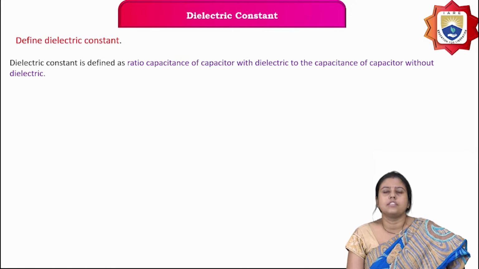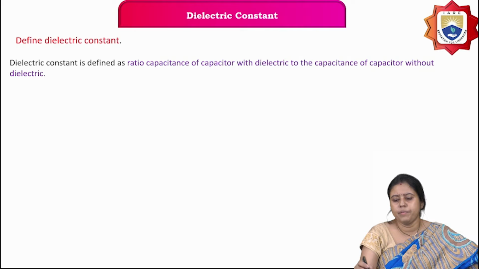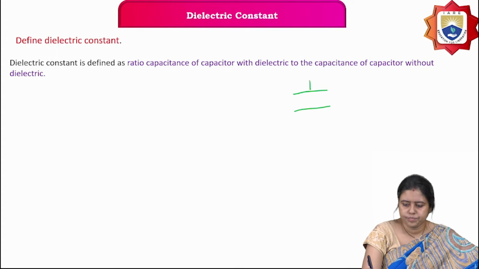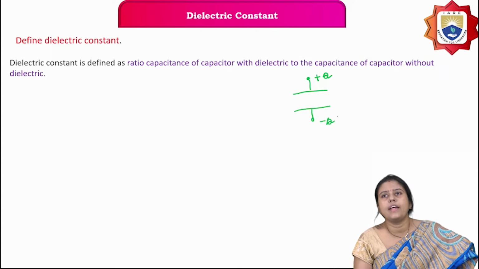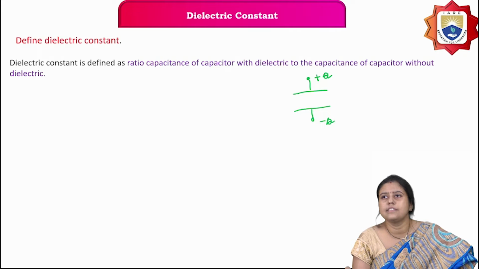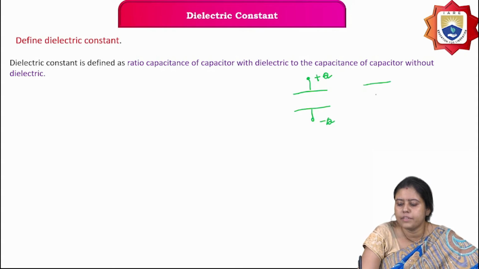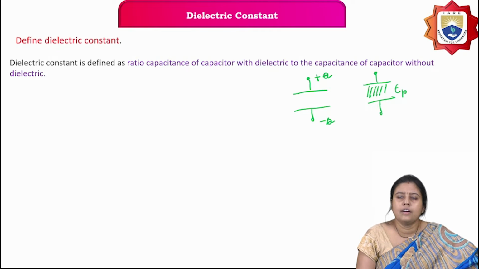Next is the dielectric constant. What is the dielectric constant? Dielectric constant is defined as the ratio of the capacitance of the capacitor with the dielectric to the capacitance of the capacitor without dielectric. So what does it mean? Say we have a two parallel plate capacitor, plus Q and minus Q, and in between these two parallel plates there is nothing. This is blank. Now if we put some dielectric in between them, what will happen? This will have epsilon r as its relative permittivity.